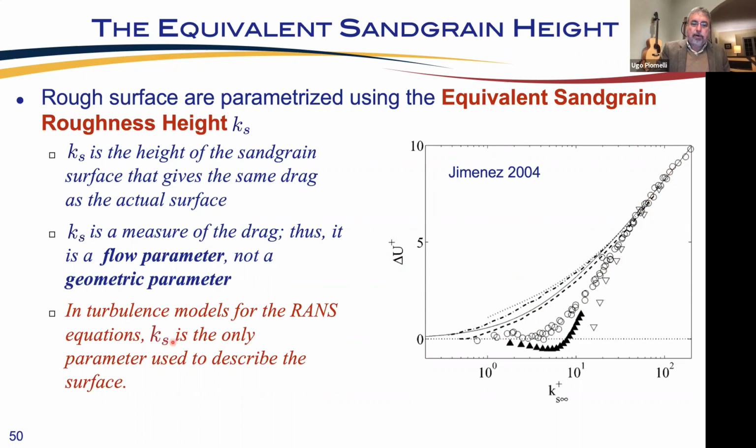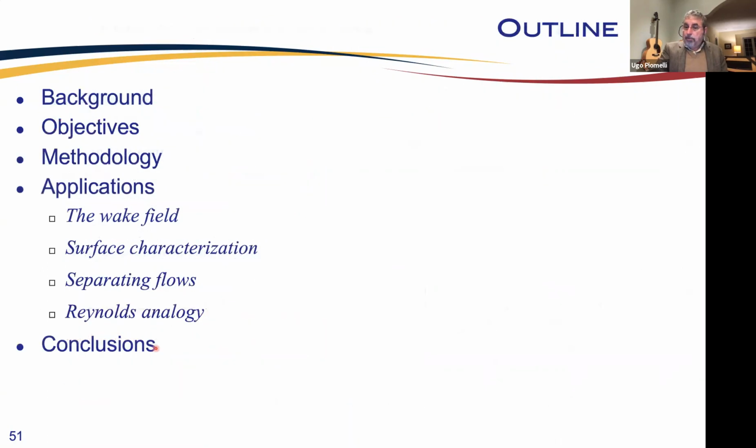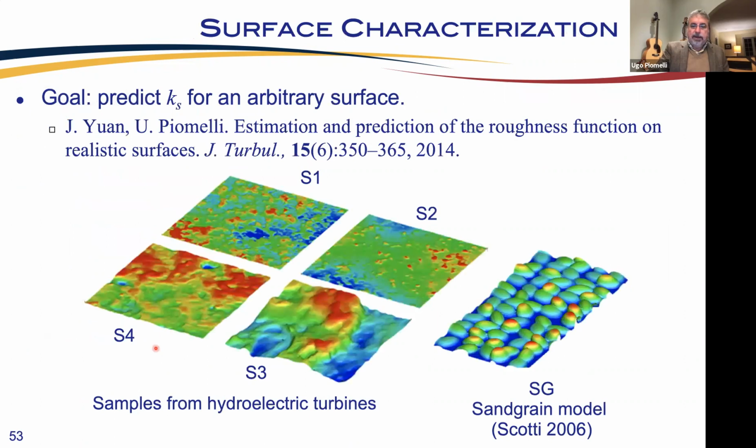Now, one thing that's quite important is that in turbulence models used in the Reynolds equation, Ks is the only parameter that's used to describe the surface. And that's a problem, because you can have various surfaces with the same height, and these surfaces could have very different equivalent sand grain roughnesses. So they will have different drag, therefore different Ks, and a turbulence model cannot distinguish between them.